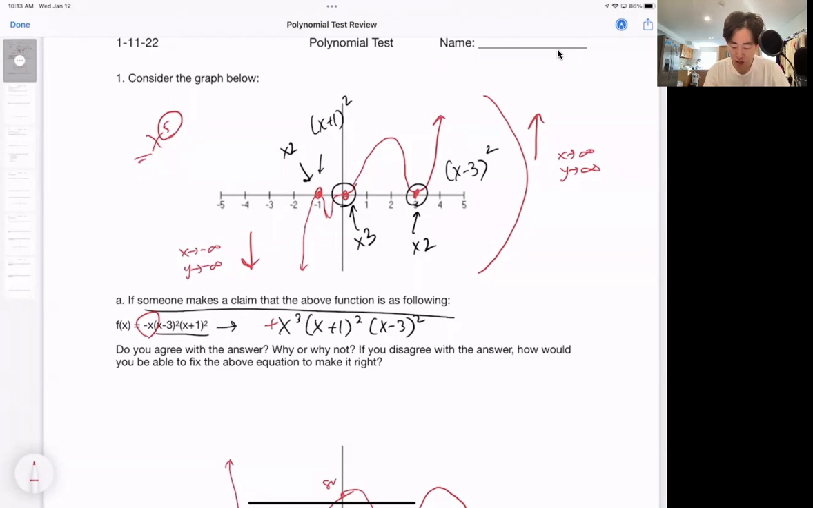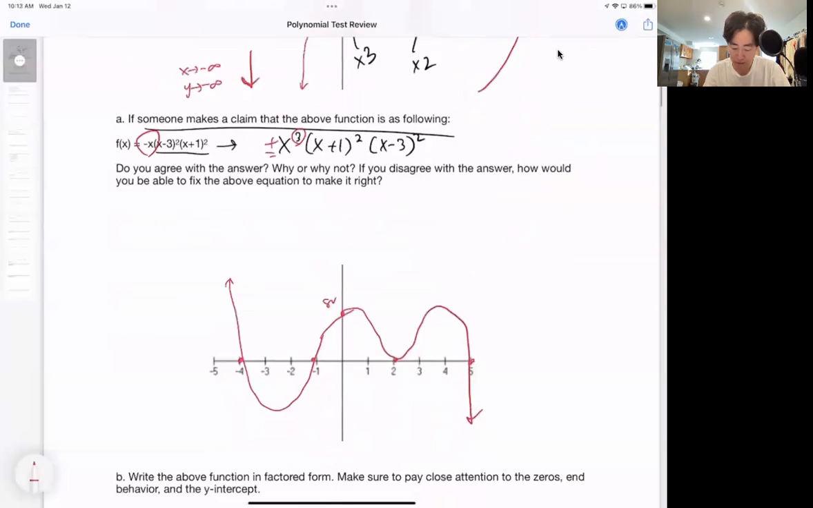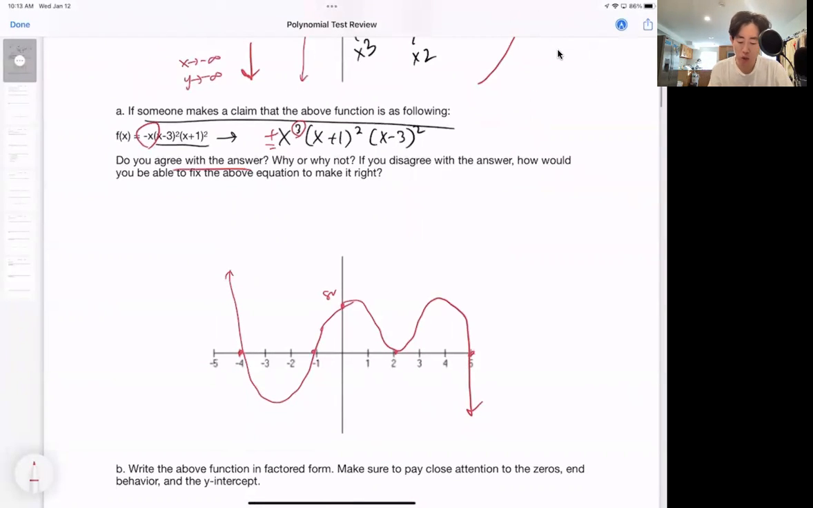So there were 2 mistakes: writing it as a cubic, and then making sure that the leading coefficient is positive. So do you agree with the answer? Obviously no. Why or why not? You can say, of all the things I've stated above, with the multiplicity of 3 and the end behaviors, making sure the leading coefficient is positive. So fixing it will be that.